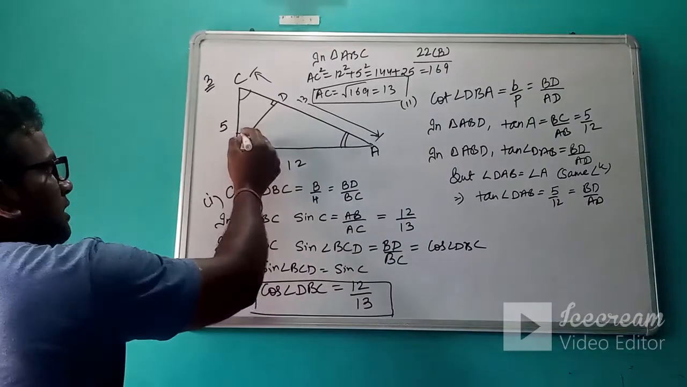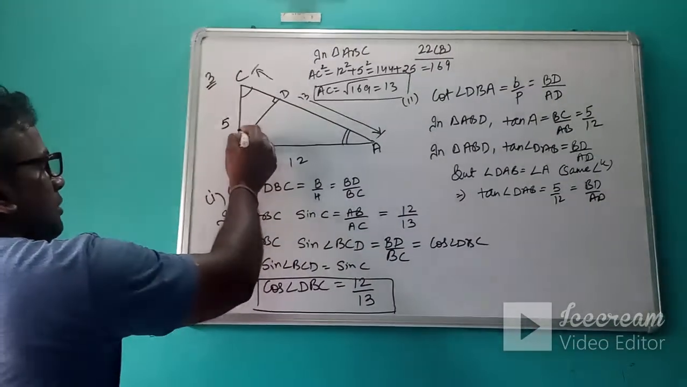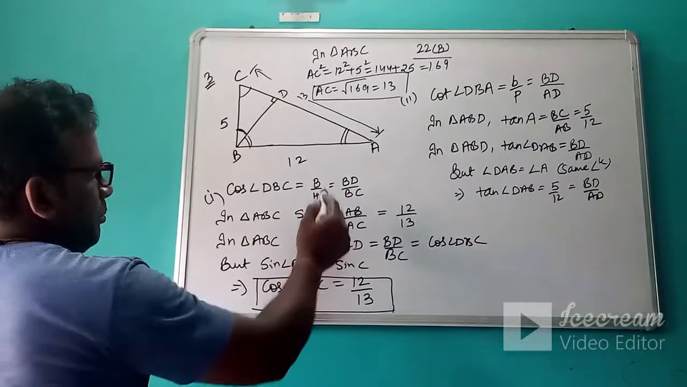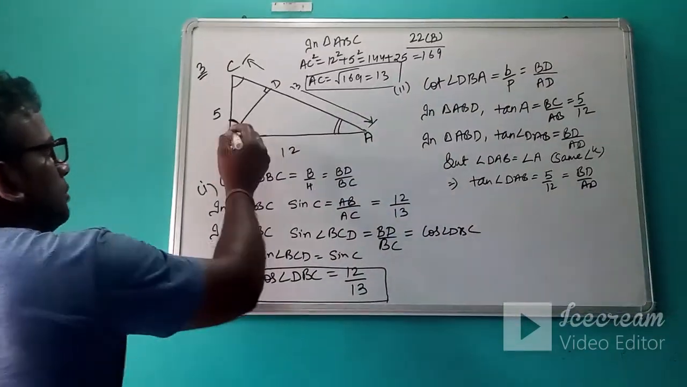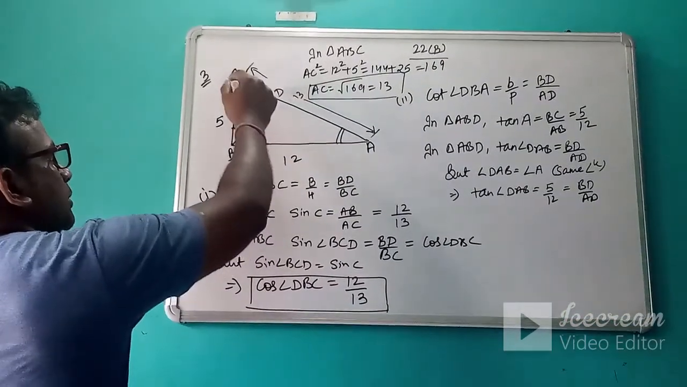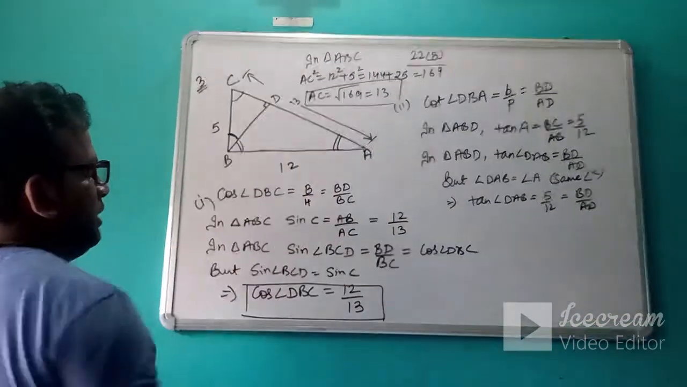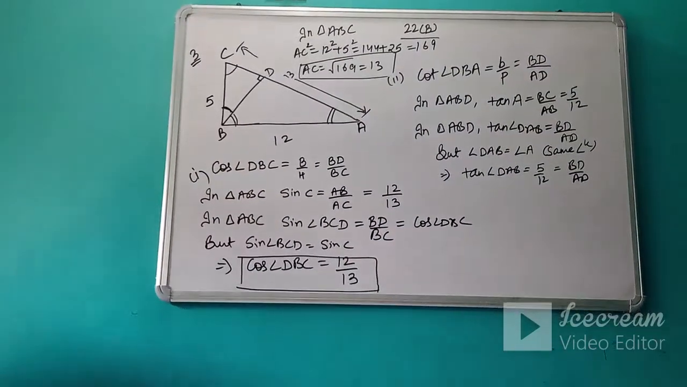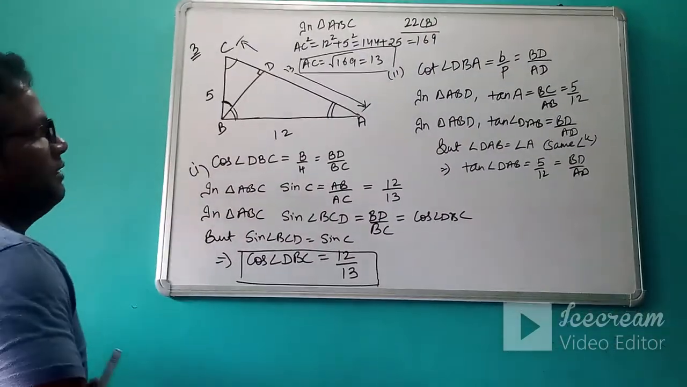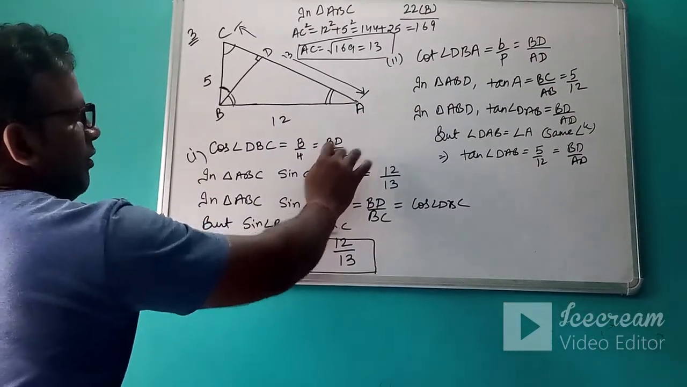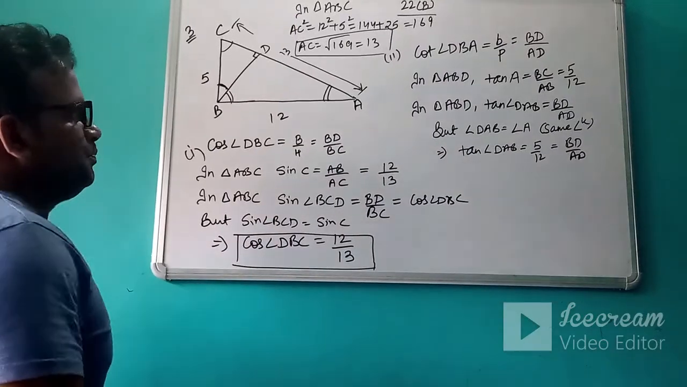The first thing that is asked is cos angle DBC. So what is our angle DBC? This angle. So this is your cos angle DBC. What was the formula of cos? Base upon hypotenuse. So for this angle B, the base is BD and the hypotenuse will be BC. So cos angle DBC is BD upon BC. BC is with us but BD is not there, so either we can find the value of BD, or we will find this whole ratio.